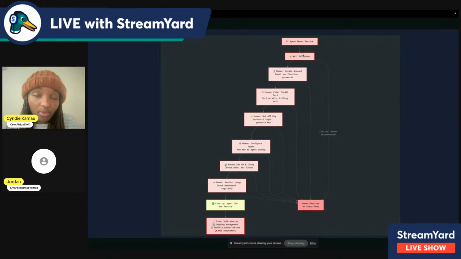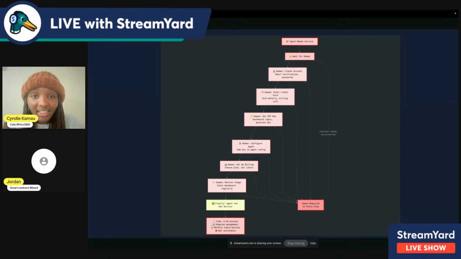And how long do we normally take to get access to API keys? You need to create an account, do email verification, do two-factor authentication, the normal flow. You set your password, and then very important, you input your credit card. Remember, x402 became relevant because of the credit card, the plastic money economy. That's how we normally pay for our subscriptions as human beings. So you have to enter your credit card.